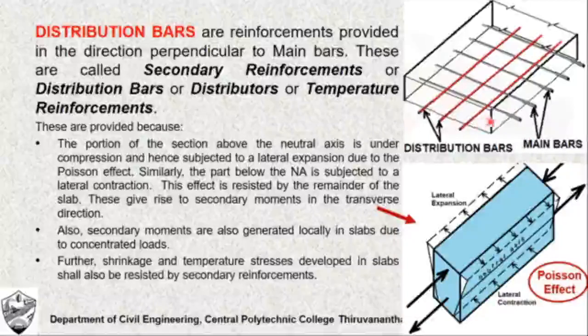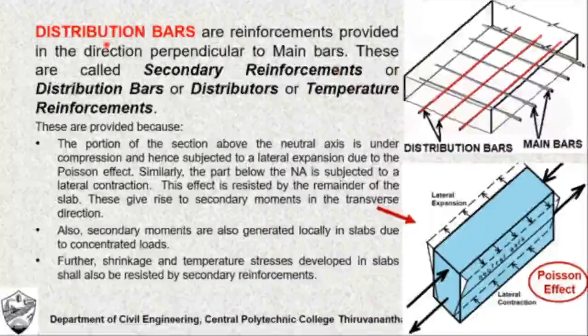Now you have already provided the main bars. Now we have to provide what are called distribution bars. So we have already provided main bars. Main bars are provided in the tension zone of the slab, and that is not just enough. Distribution bars should also be provided. So what are distribution bars? Distribution bars are reinforcements provided in the direction perpendicular to the main bars. So the bars which you provide perpendicular to the main bars on top of it. Main bars are placed at the bottom, and just on top of the main bars you place the distribution bars.